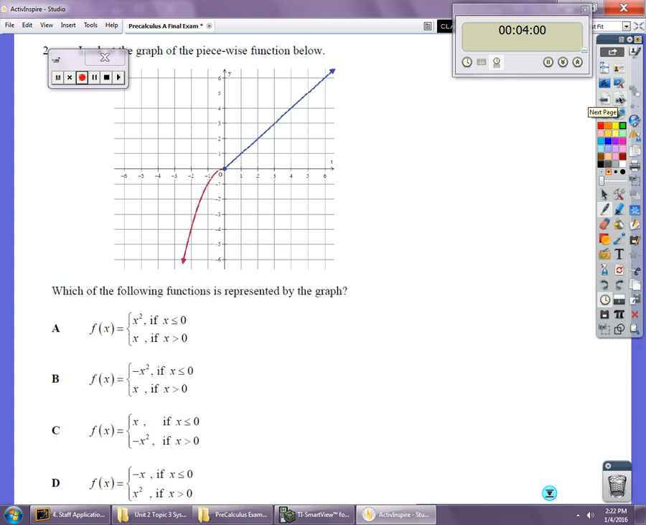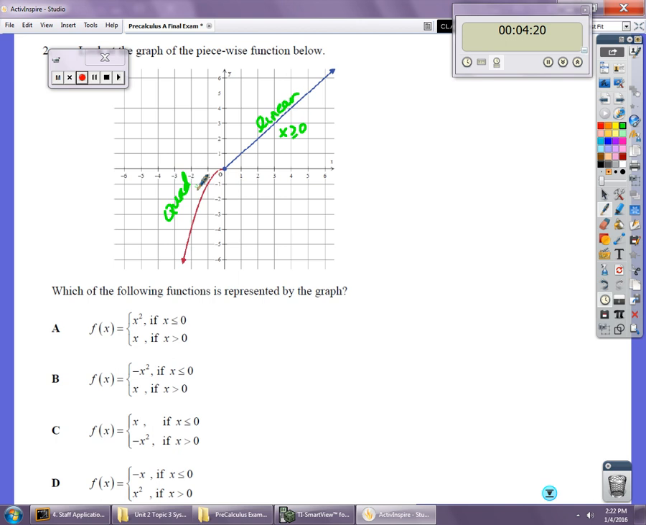Okay, in number 2 it says I have to choose which function, which multiple choice question is in the graph above. And I see that I've got a linear function going this way, right, when x is greater than or equal to 0. And I can see I've got a quadratic. I can tell by the shape of that.